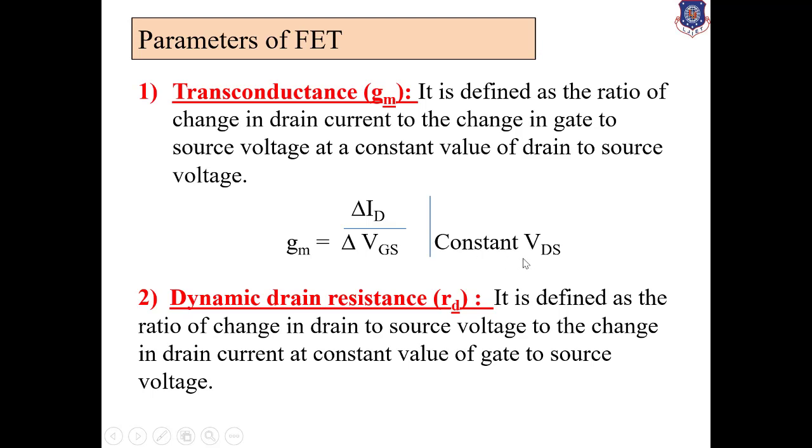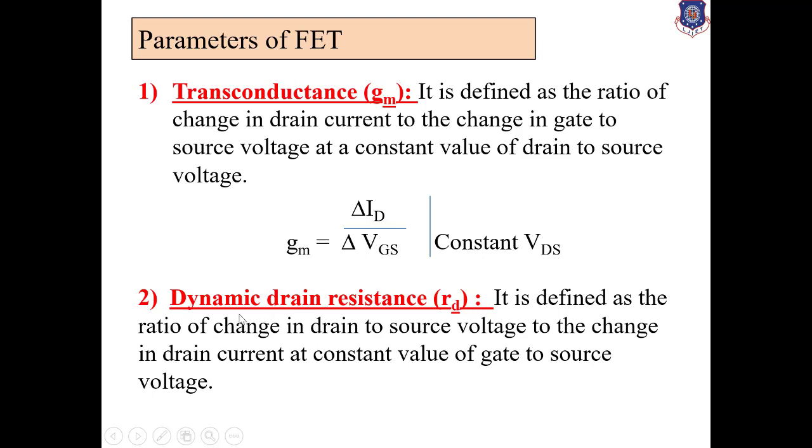In the output characteristic, we know there is the voltage biasing of VDS. We will keep VDS constant and we will take the ratio of current upon voltage, I by V. So we will have the transconductance gm equal to delta ID upon delta VGS. It is the ratio of the change in drain current to the change in gate to source voltage, while VDS is constant.